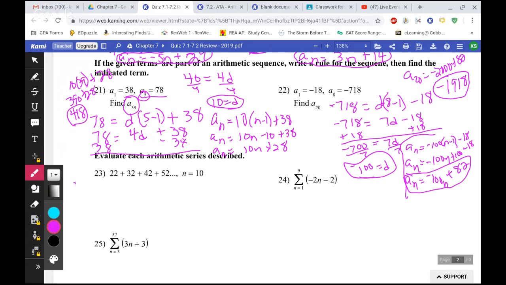But what we're trying to do, because in order to evaluate an arithmetic series, you need to have the value of the first term in the series and the value of the last term that you're trying to find. And in this case, it's the 10th term. So you're looking for the value of a sub 10. So our common difference is 10.